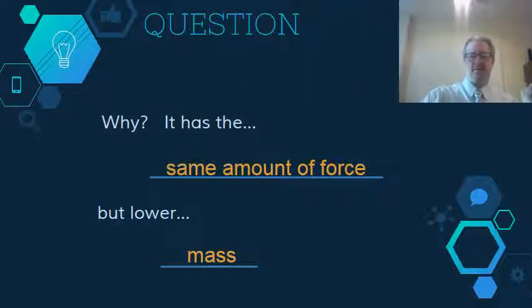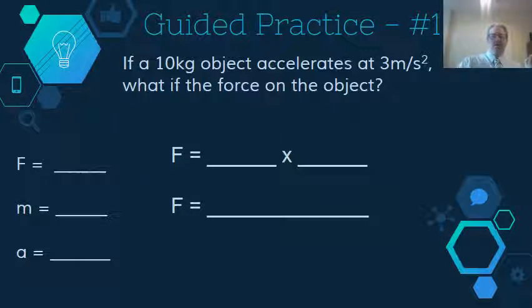Okay, so let's look at the guided practice, and then the lesson that goes along with this has another worksheet in it that has some similar problems, but we're going to do 4 problems here together. So the question statement is, if a 10 kilogram object accelerates at 3 meters per second squared, what is, there's another typo, is the force on the object?